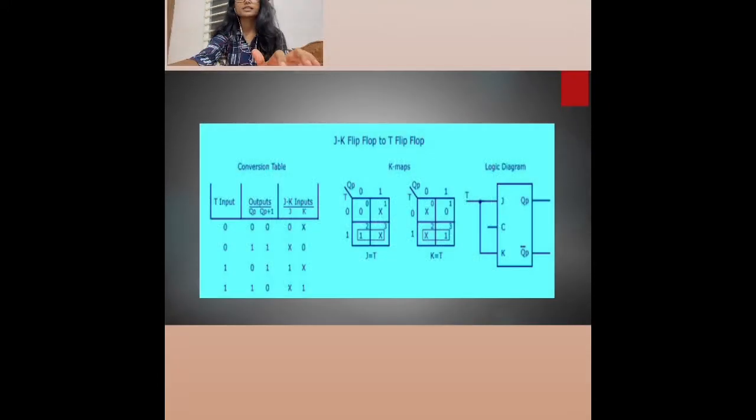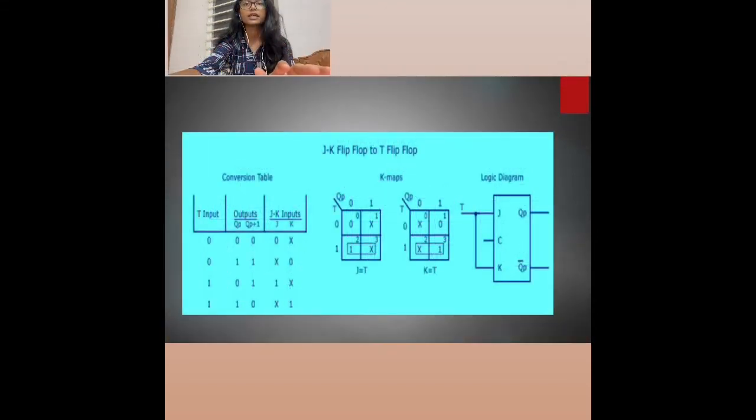Also we follow the same procedure. We draw the truth table of T and the excitation of J and K, and follow the characteristic table, and we obtain the Boolean expressions for both J and K using the K-map. We draw a logic diagram to it. Here the value of J is equal to T and value of K is equal to T.